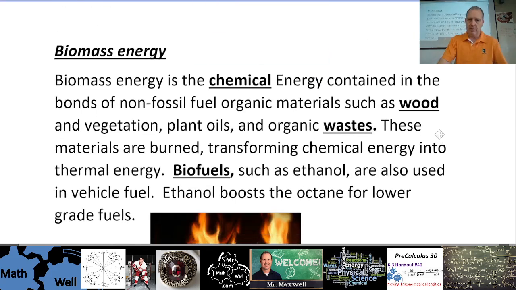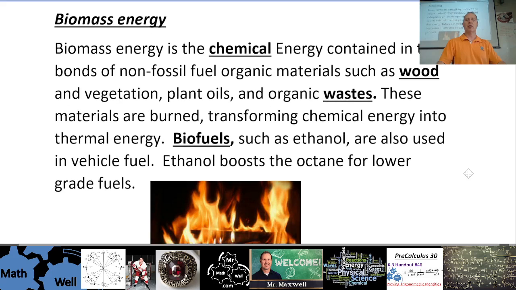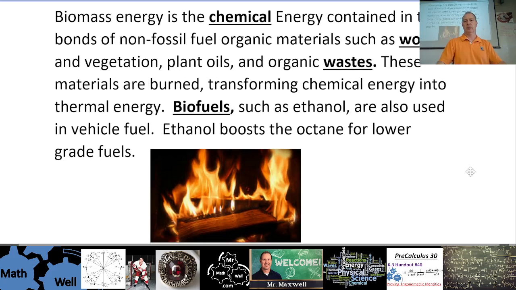Okay, next thing, biomass energy. Biomass energy is the chemical energy contained in the bonds of non-fossil fuel organic materials, such as wood, vegetation, plant oils, and organic wastes. These materials are burned, transforming chemical energy into thermal energy. Biofuels such as ethanol are also used in vehicle fuel. Ethanol boosts the octane for lower grade fuels.